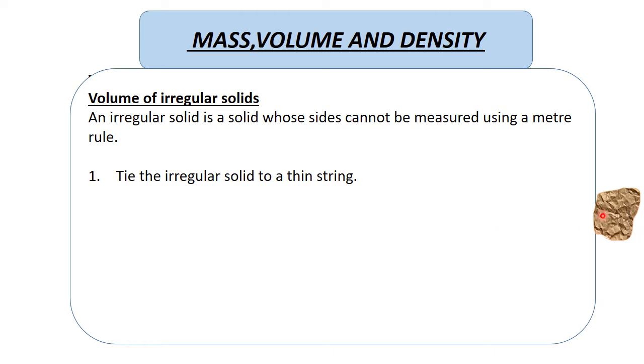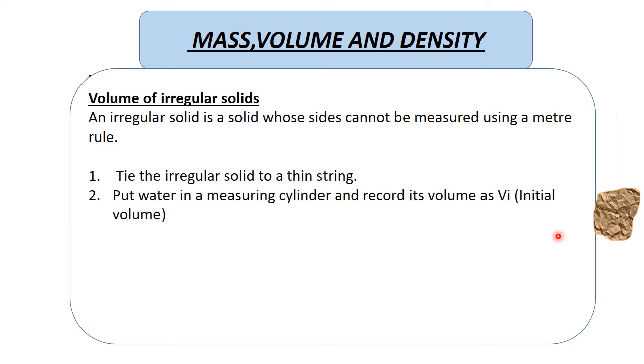For example, if you have this rock here and you want to find its volume, if you get a meter rule, you cannot measure its dimensions because they keep on changing. Here it is round, so it's difficult to get the length of this rock. So what you do is you tie it to a thin string.